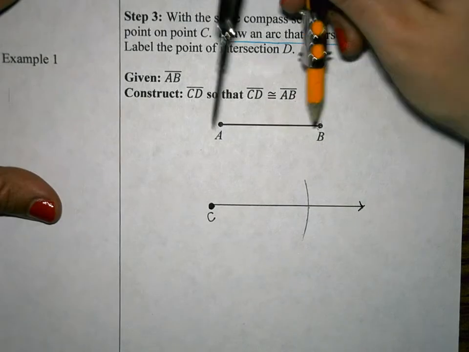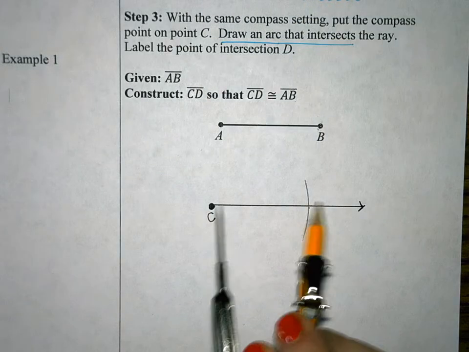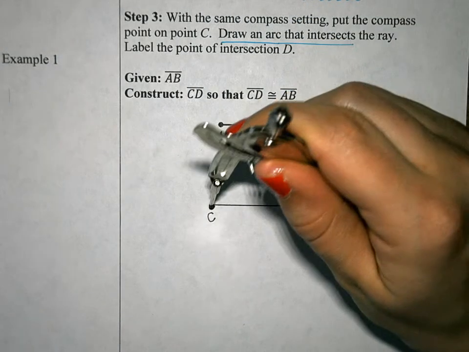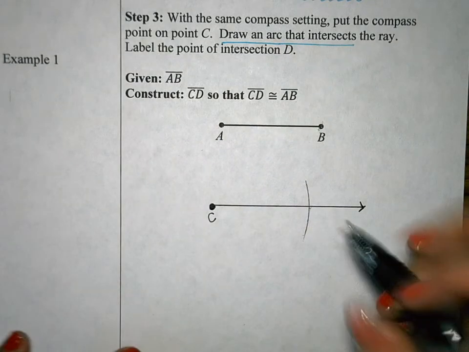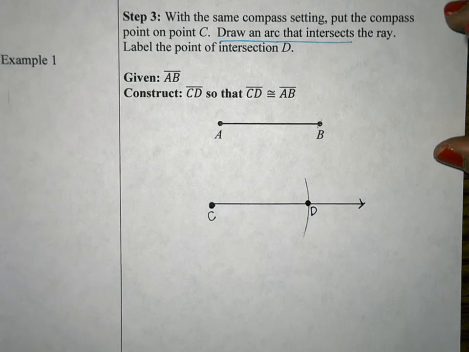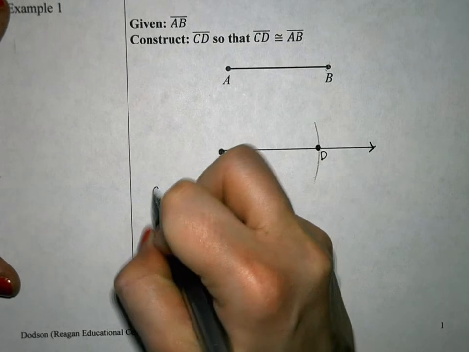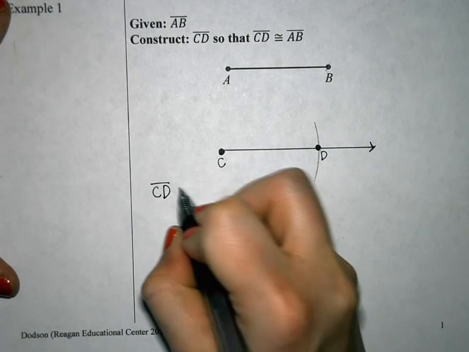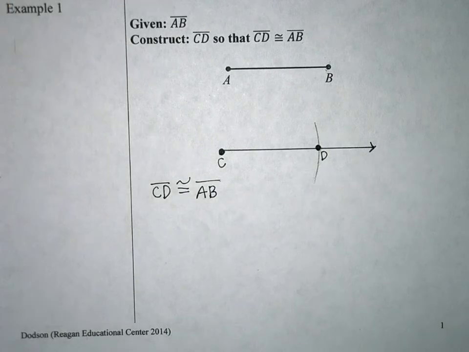So because my compass went from A to B exactly, if I start on point C and draw an arc, it's going to also be the same length as AB. So I label that point of intersection D. And then I can say that CD, or segment CD, is congruent to segment AB. So that's how we would construct congruent segments.